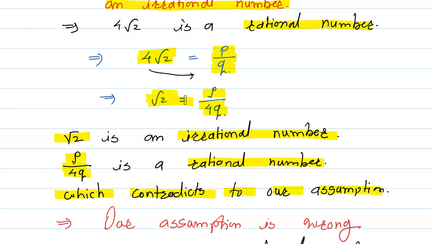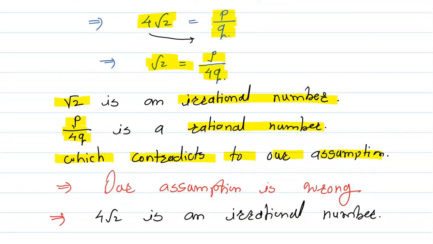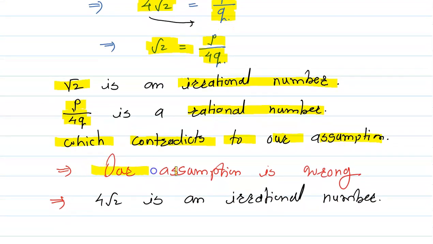Here we are getting them equal. So that contradicts our assumption. That means our assumption is wrong. Root 2 is not an irrational number, this is wrong. So the true statement is that 4 times root of 2 is an irrational number.